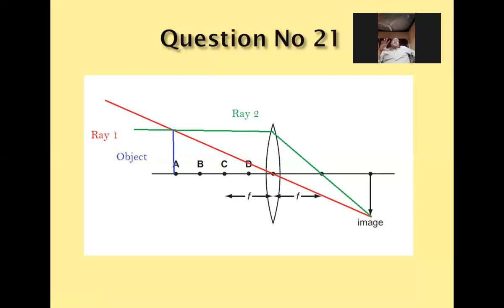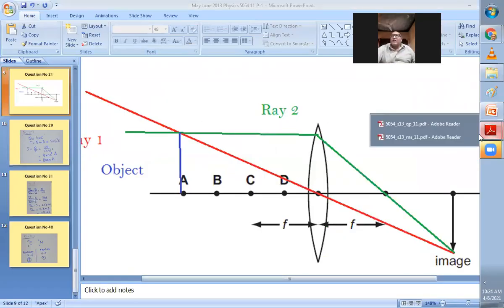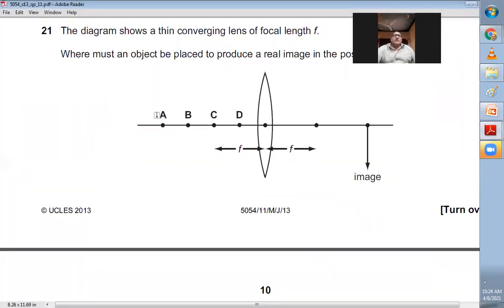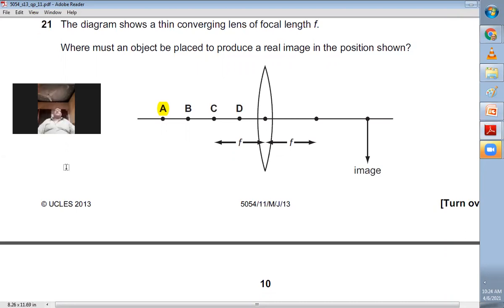So this is one question in which you actually have to draw on the paper, on the diagram shown to you. So I think A is the right answer. For question number 21, A is the right option.